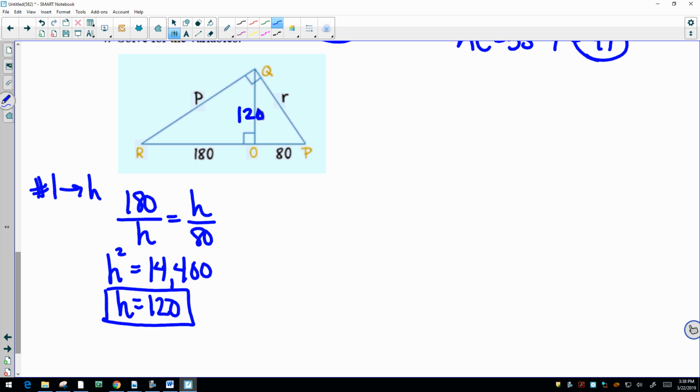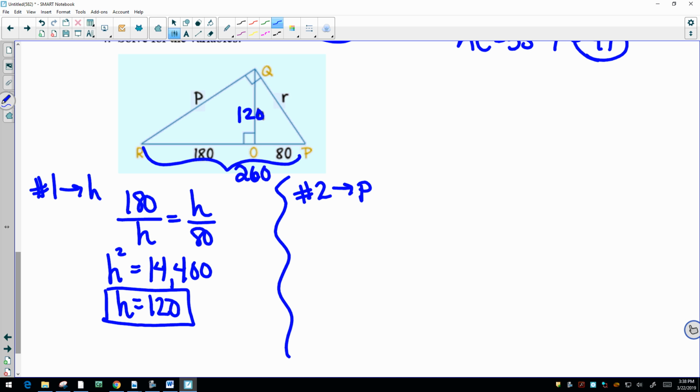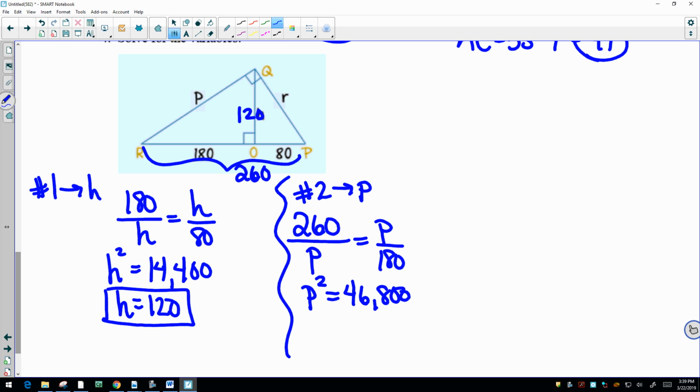Now to find letter P. P is on the outside part. P is a leg of the big triangle, which means we're going to use picture 2, which also means I need the total length of the hypotenuse. Okay, so I'm going to use picture number 2 in order to solve for P. And picture number 2 said we needed the whole hypotenuse over the leg that we were solving for, which is P. We're going to set that equal to the leg over the part of the hypotenuse that touches the leg, which in this case is 180. Okay, so again, we're going to cross multiply to get P squared equals 46,800. And if we square root, we get P. We're going to get a decimal on this, so we're going to round a little bit. We get about 216.33.